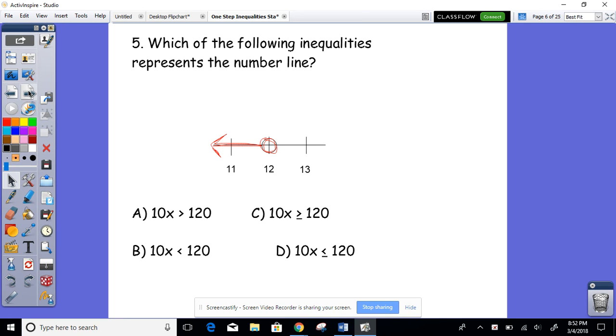All right, number 5. Which of the following inequalities represents the number line, okay? So you're going to have to solve A, B, C, D. You can probably make some educated guesses and at least knock out 2 of those based on the signs. Then you're going to solve for those and see which one is the best solution. Remember, the way the signs read is very important in the way that it is supposed to be drawn, okay?